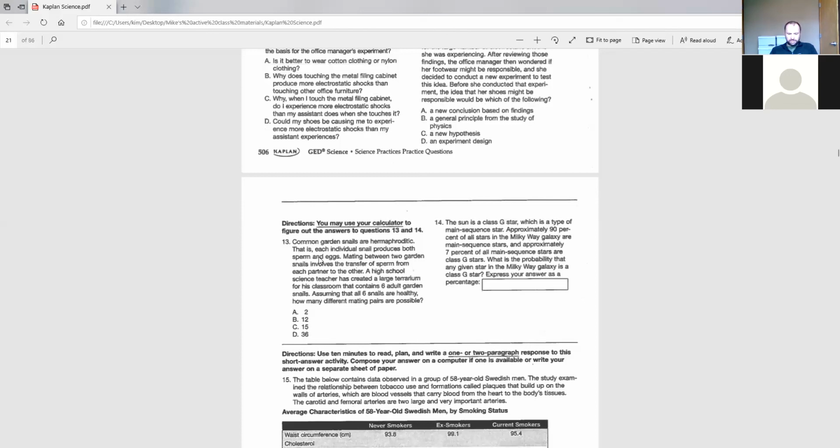If I multiply those 2 things together, I get 0.063, which I convert into a percentage by moving the decimal place to the right 2 times, right? I get an answer of 6.3%, because it does say express your answer as a percentage. So the odds that any given star in the Milky Way is a class G, like our sun, is a 6.3% chance. There's a 6.3% chance that it is.